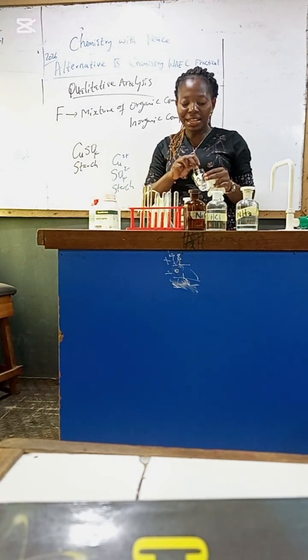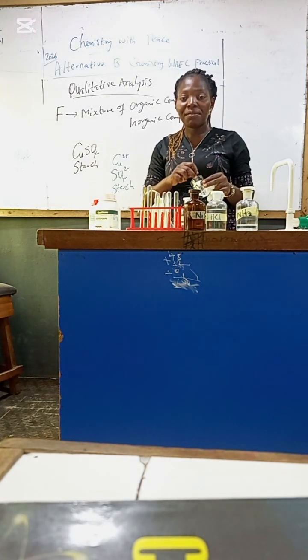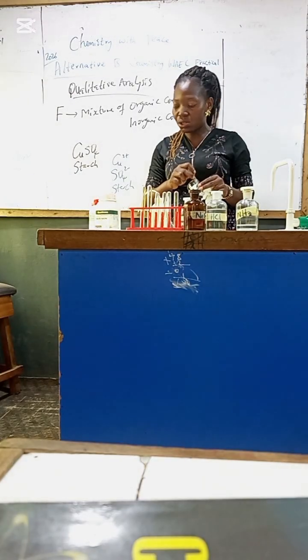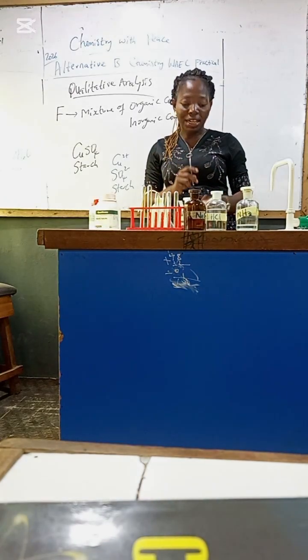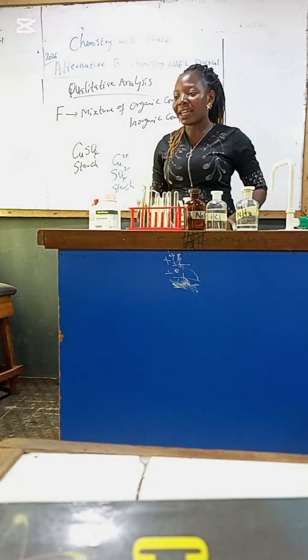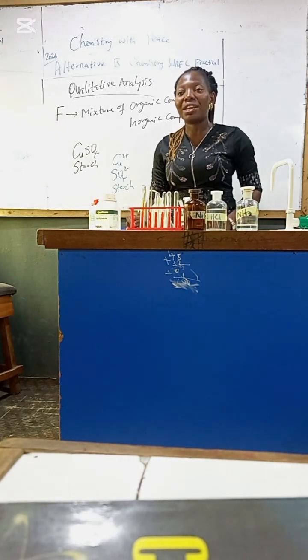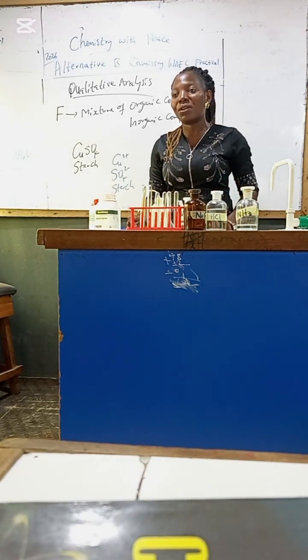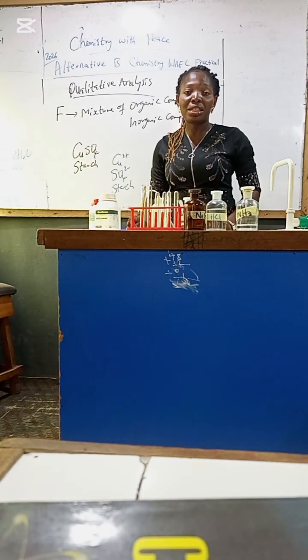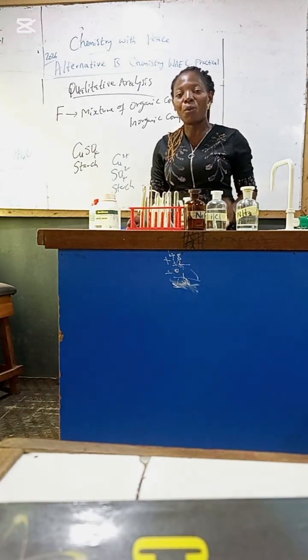We are going to test for cation, for anion, and also for the starch. We will test for the cation using sodium hydroxide and ammonia solution. If you have not watched the video I made on qualitative analysis using sodium hydroxide, go and watch it.